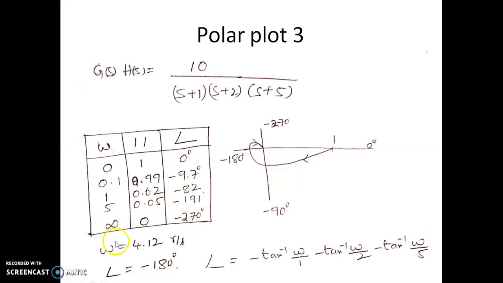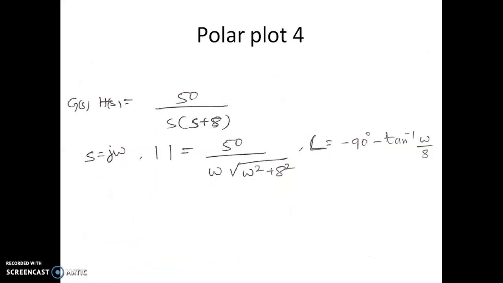We can actually find out at what frequency the phase angle is -180 degree. For this particular example, when the value of omega is 4.12, the phase is equal to -180 degree. This is one of the important parameters which we'll be looking for while doing the Nyquist stability criteria. So we'll move on to the next plot.